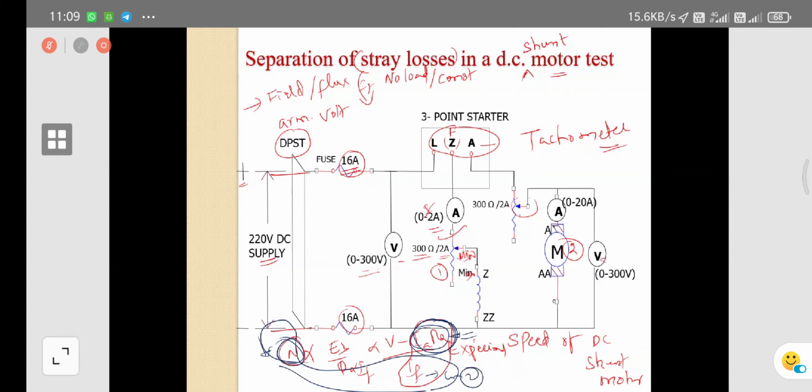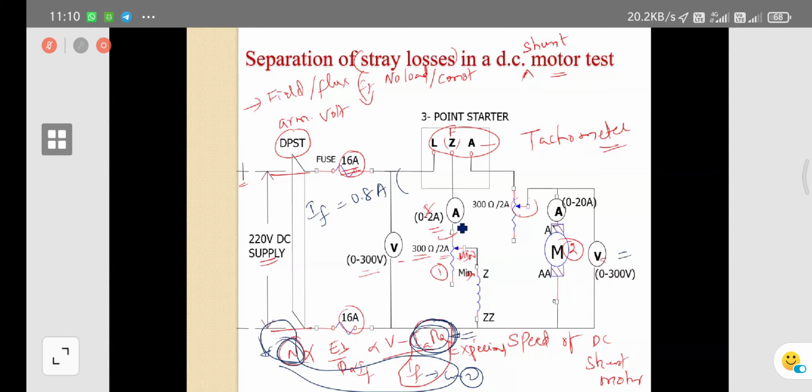Coming to the separation of stray losses in a DC motor test, first of all we have two readings. I have kept the field current at 0.8 amps, so this value is fixed here. How to fix this value? After giving the DC supply to the motor, you can adjust the motor rheostat, and whenever the rheostat is adjusted, the speed is also adjusted.